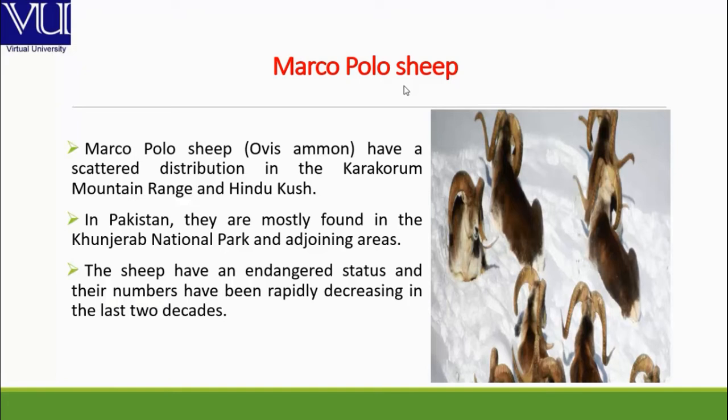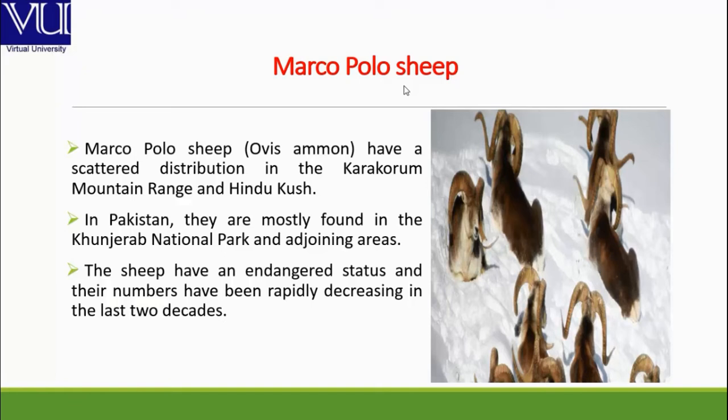During the 1960s, there used to be more than 1,000 Marco Polo sheep near the China border on Giraffe Top. But unfortunately, after the arrival of Chinese and Pakistani forces for the construction of Karakoram Highway, they started illegal hunting of these rare species, and the continuous flow of vehicles and use of heavy explosive chemicals in their habitat resulted in their migration to the Chinese side, and very few Marco Polo sheep remain there.